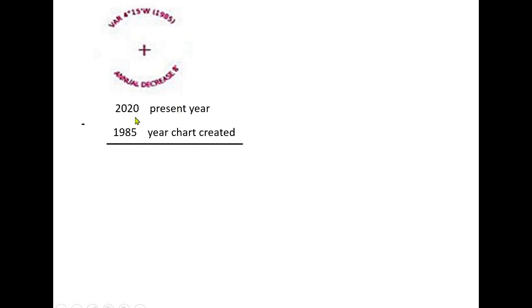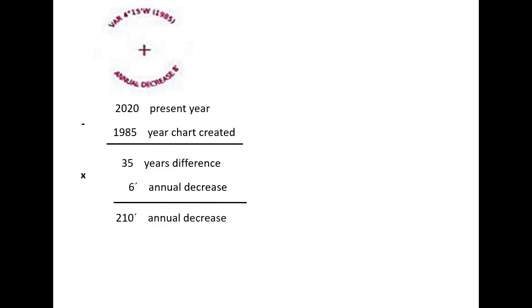So 2020 minus 1985, the year the chart was created. The answer is of course 35 years difference. The annual decrease is 6 minutes, so multiplied by 6, of course, that becomes 210 minutes. That's the decrease. Now, since 210 is more than 60, because 1 degree is 60 minutes, you have to divide it by 60. So the answer should be in degrees. The answer is 3 degrees 30 minutes in 35 years.